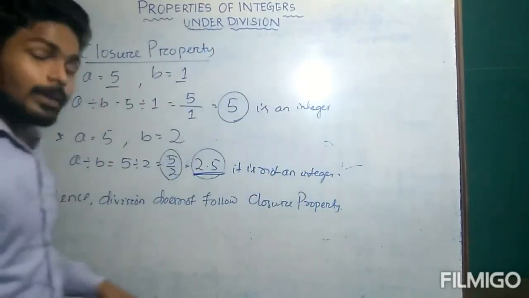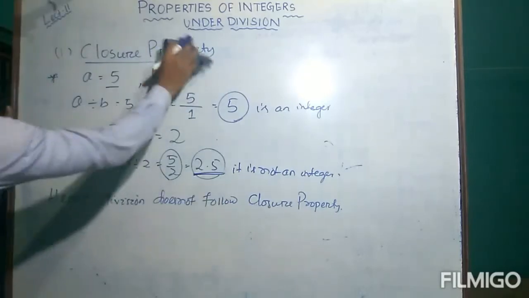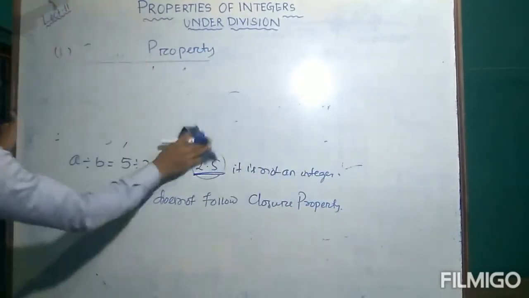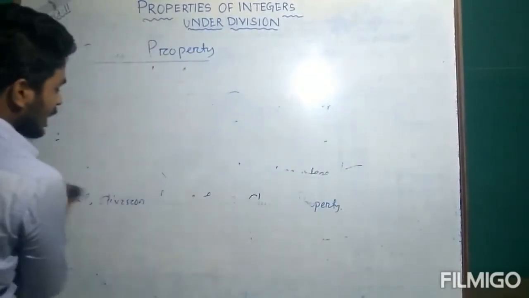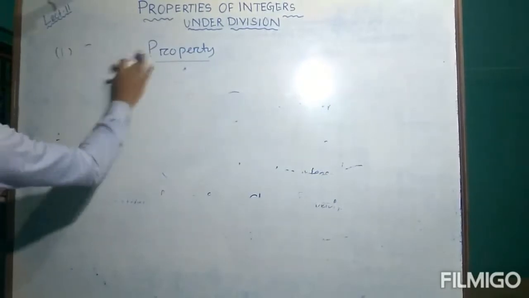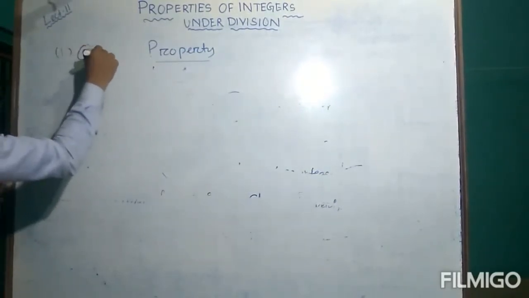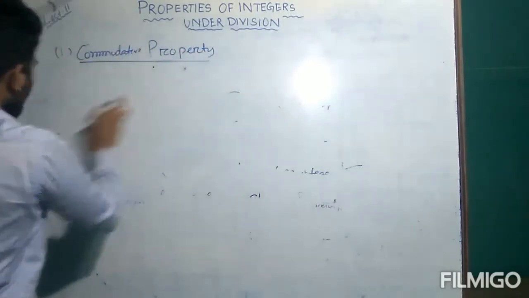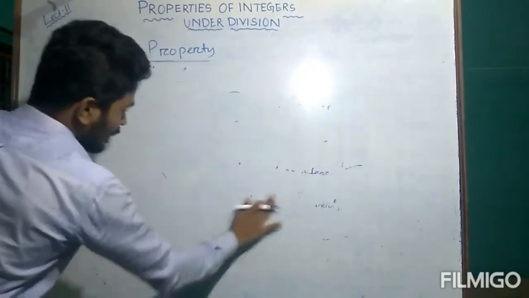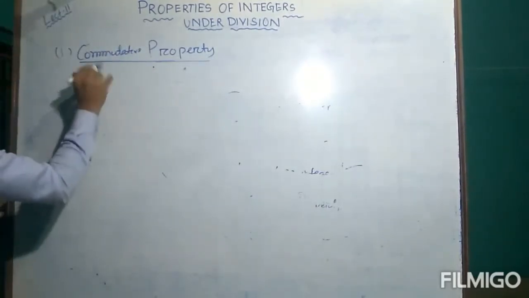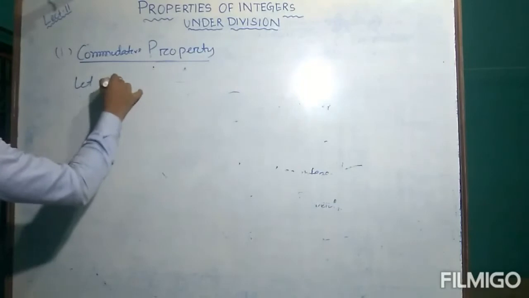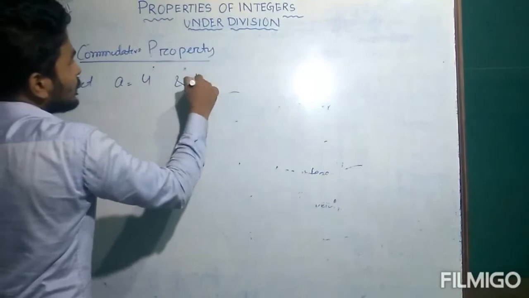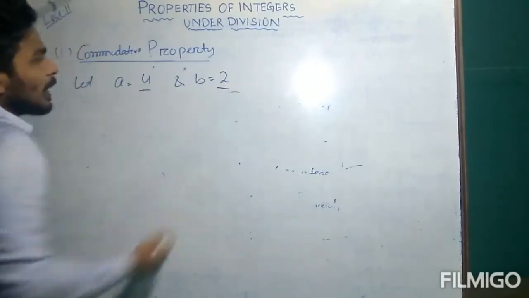Okay, so coming to the second one. What is the second property? The second property is commutative property, right? So let's start. The second property, that is commutative property. Now what is commutative property? See, let us choose two integers, A to be 4, right, and B to be 2. Now these 4 and 2 are two integers.